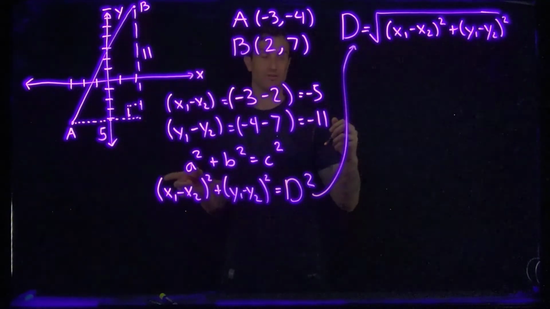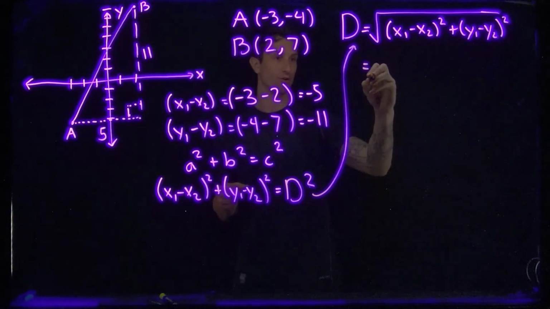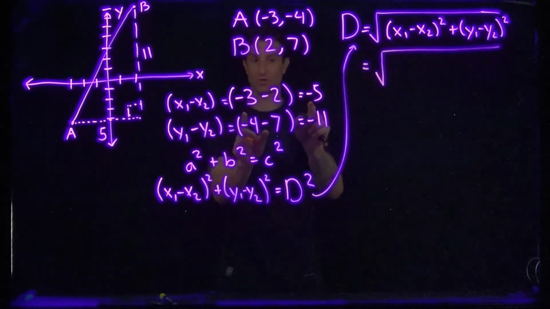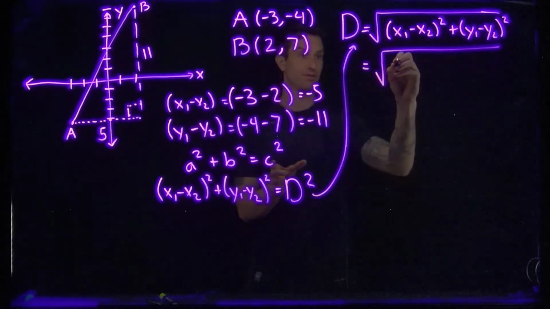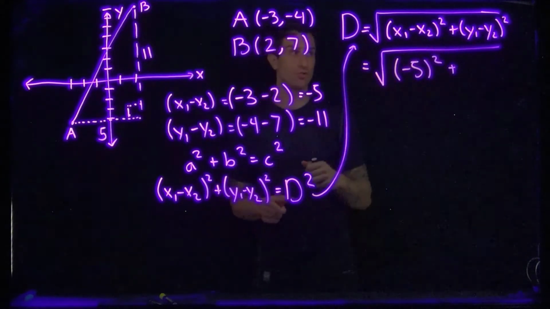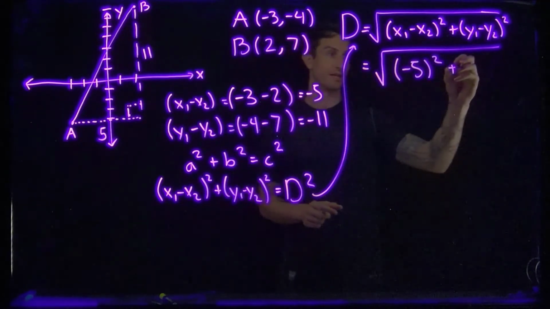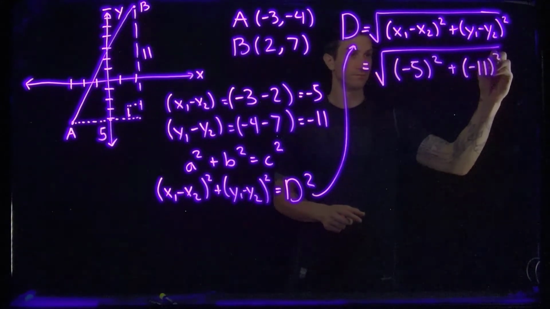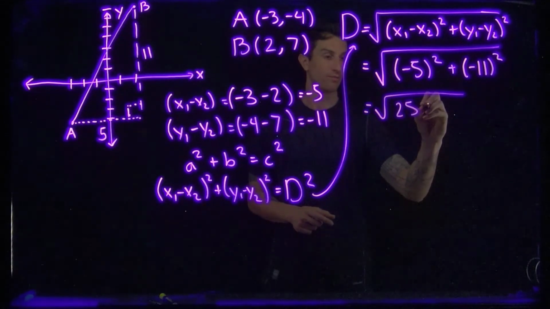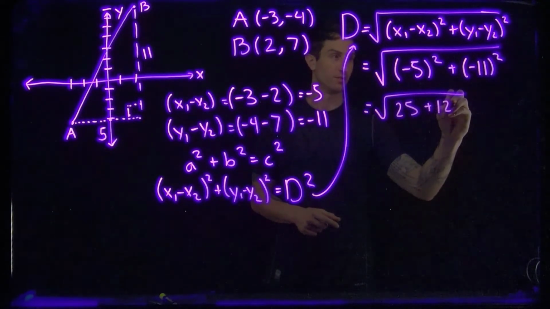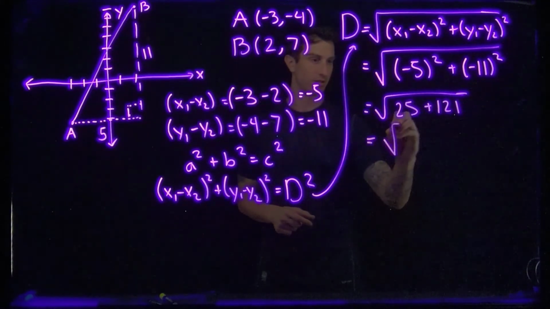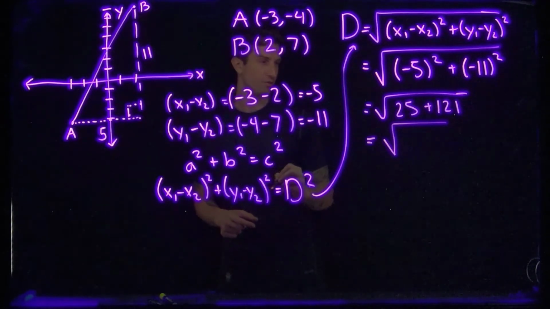So now let's go ahead and utilize the equation. Well, we already did part of our work, right? This is going to be equal to the square root of x1 minus x2. We did this right here, -5 squared, plus y1 minus y2 squared, -11 squared. So we end up with 25 plus 121, or the ugly, what is that? The square root of 146.